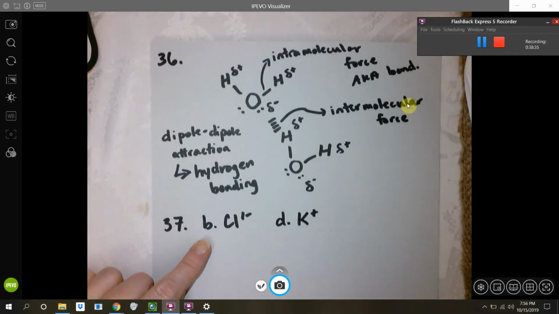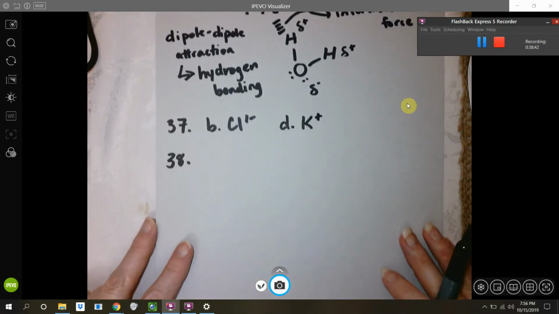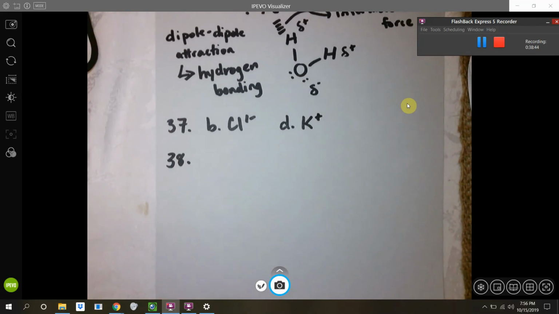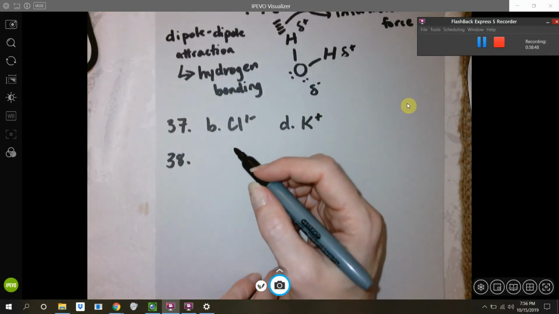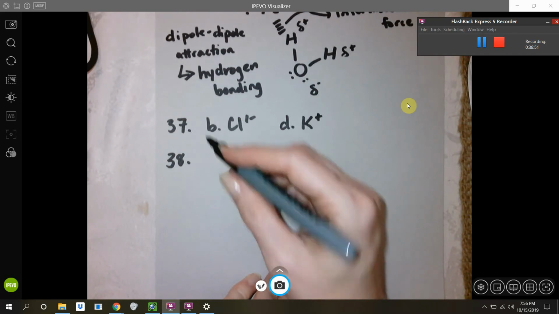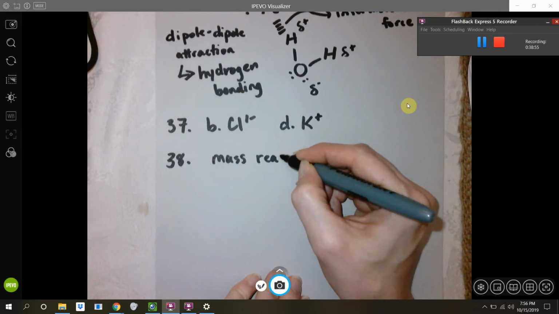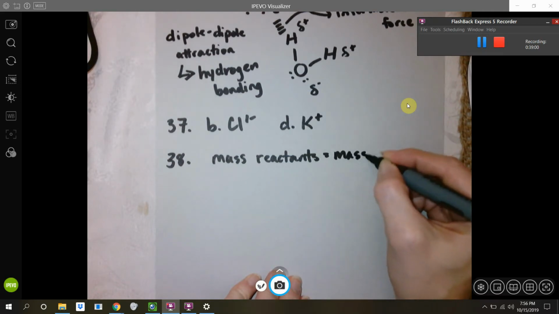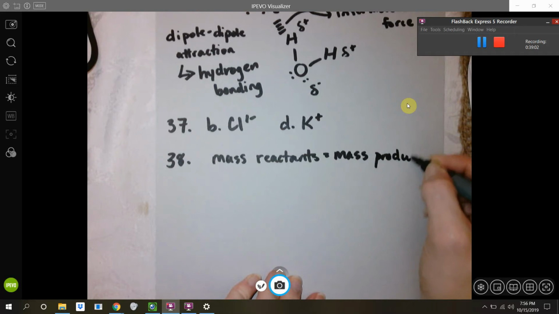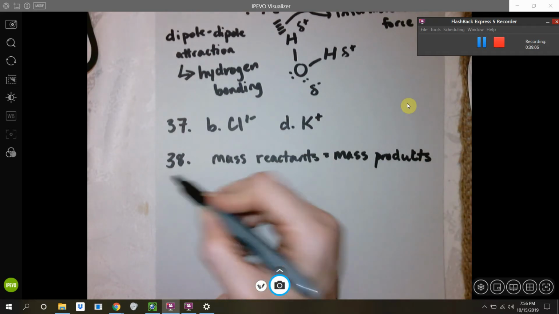So let's flip the page over to number 38. 38 says, state the law of conservation of mass. What does it have to do with balancing equations? So the law of conservation of mass says that the mass of the reactants must equal the mass of the products. And this is why we balance equations.